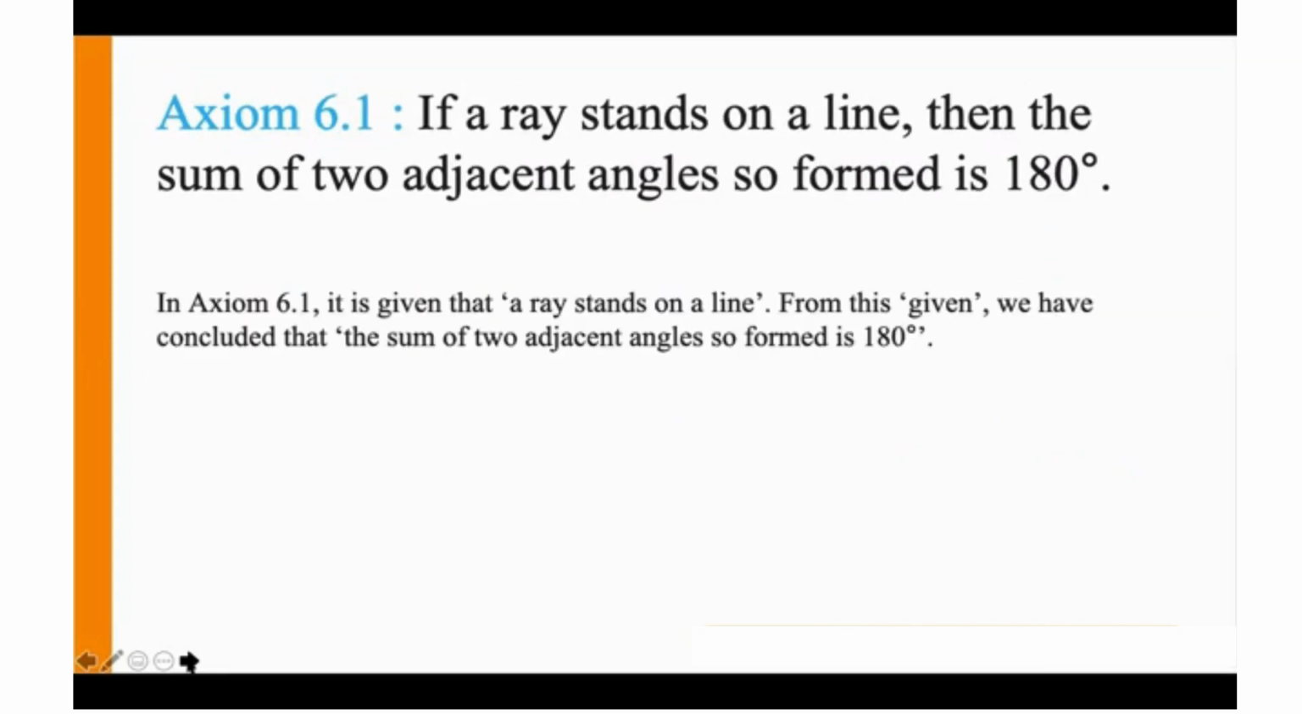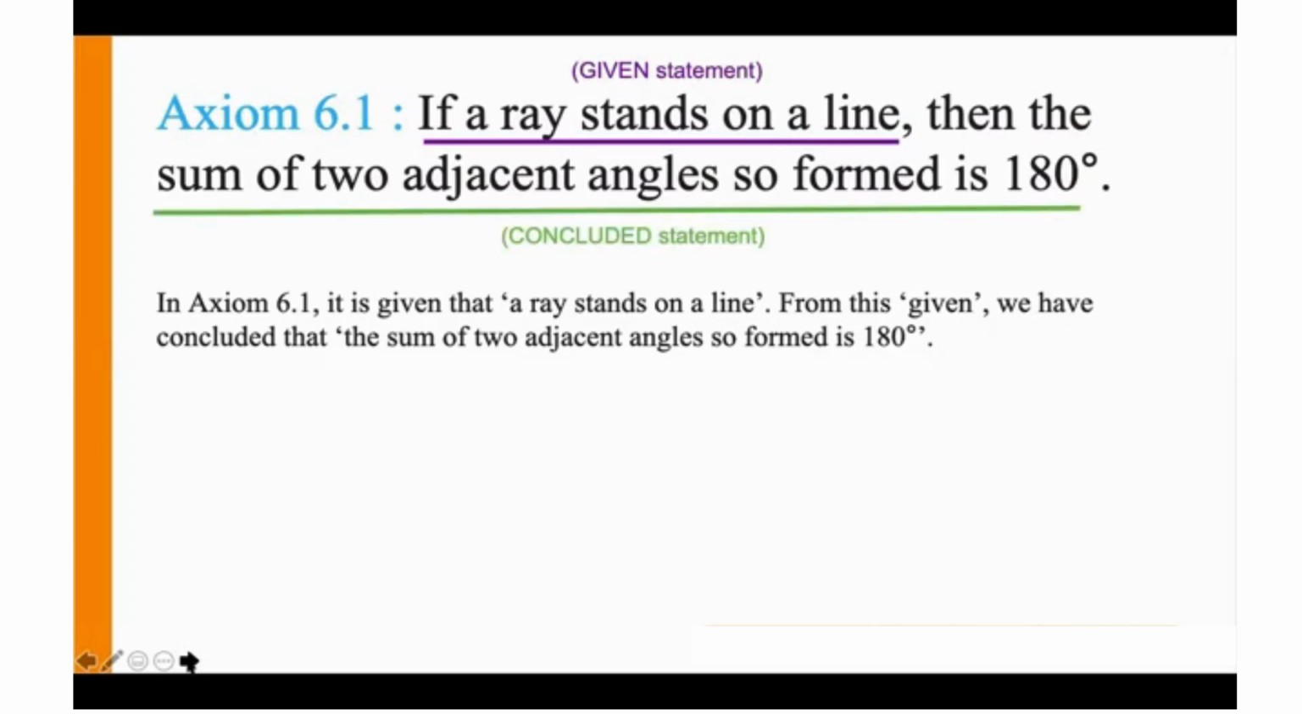Here, the given statement is: a ray stands on a line. If you look at the statement of the axiom, if a ray stands on a line, that means we have to draw a ray which is standing on a line. So that's the given statement. Then this is called the concluding statement: then the sum of the two angles formed is 180 degrees. So that's the result of the previous statement.